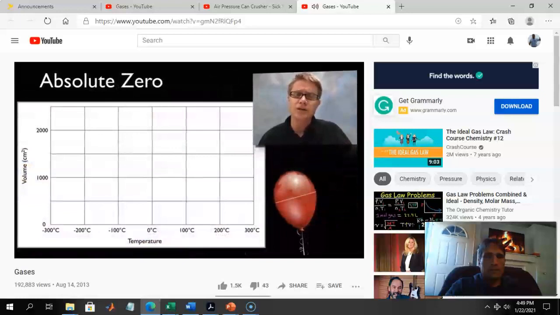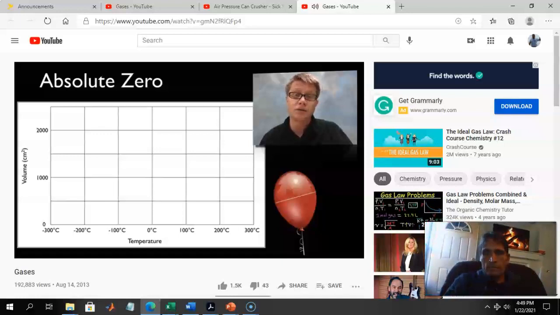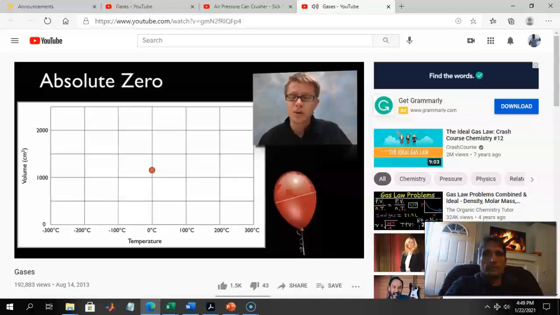What's an application of this? Well, you could find absolute zero in a basic chemistry class. And so what we could do is take a balloon and we could measure the volume of the balloon when the gas is around freezing. And so let's say we do that by measuring the circumference around the balloon and then using a little geometry to figure out its volume.